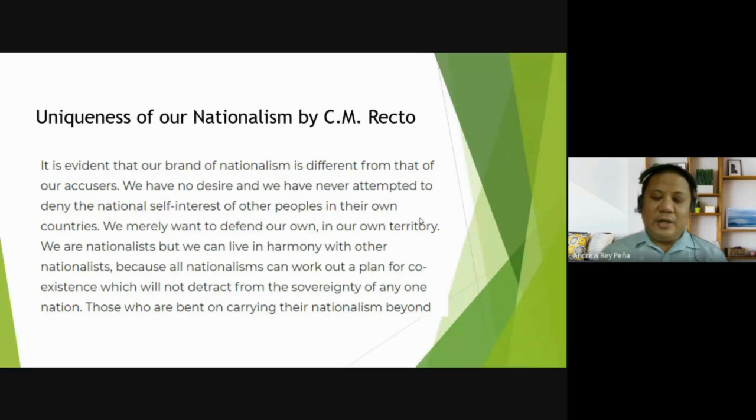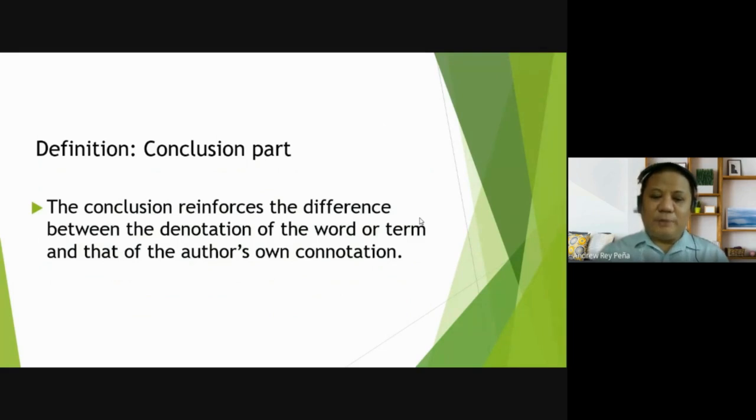Okay, so at the start, Claro M. Recto gave his own definition of nationalism, and then he developed it further by differentiating it from other kinds of nationalism. Okay, so he talked about the uniqueness of our nationalism. For the conclusion part, the conclusion reinforces the difference between the denotation of the word or term and that of the author's own connotation. So it's just a restatement of the thesis sentence.